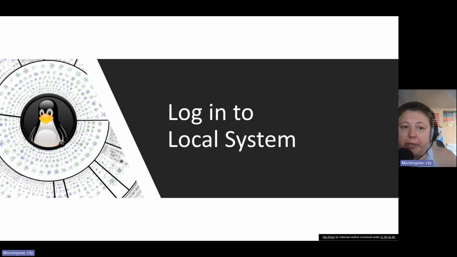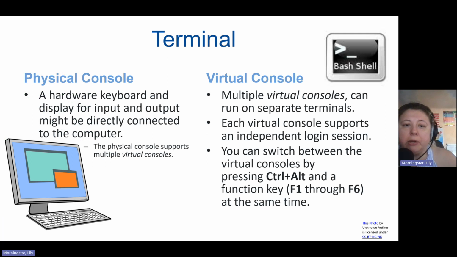Let's talk about logging in to the local system. We can log in using a physical console and a virtual console. So the physical console is literally your keyboard, computer mouse, and display directly connected to the computer, right? The virtual console is what you see virtually on your screen. In Linux, you can switch between different virtual consoles with the Control and Alt keys and go between F1 to F6.